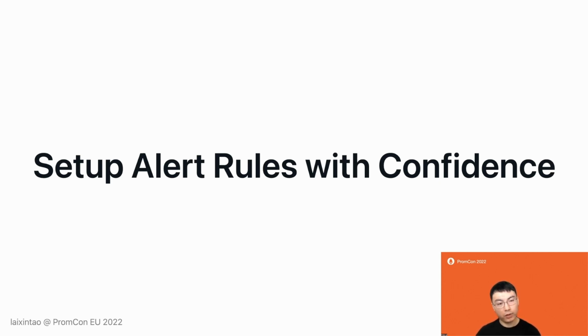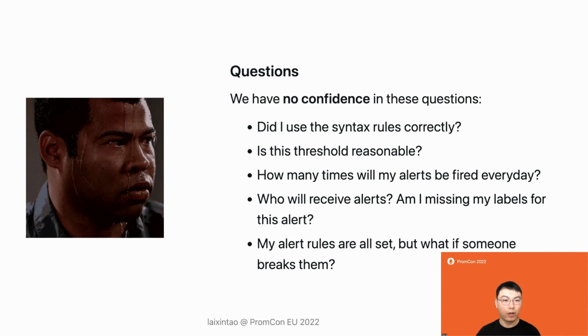If you have ever set up alert rules, I think you will ask yourself these questions. For example, did I use the syntax rules correctly? You don't want to break the whole alert rules configuration by just missing a colon in the YAML. And is this threshold reasonable? How many times will my alert be fired every day? Will somebody be spammed by my alerts if the threshold is too low, or, even worse, the alerts won't be fired when something goes wrong because the threshold is too high?